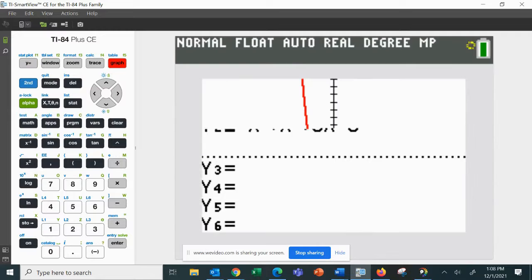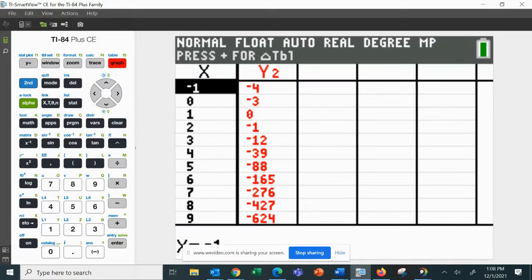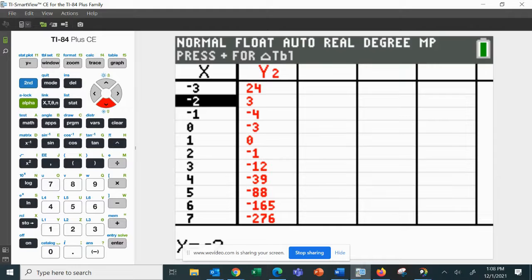So when I hit graph, this is what it should look like. All right. If you would like to find some more accurate points, one place you can go is the table. To get to the table, it is right above the word graph. So you have to do second graph to find a table of values. And in this table, you can go up and down, and you can get more points to plot to make it more accurate.